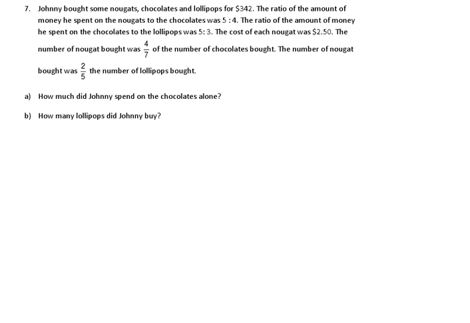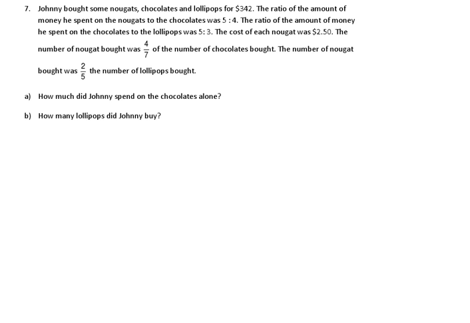Okay, let's get ready for the next question. Johnny bought some nuggets, chocolates, and lollipops for $342. The ratio of the amount of money he spent on the nuggets to the chocolates was 5:4. And the ratio of the amount of money he spent on the chocolates to the lollipops was 5:3.